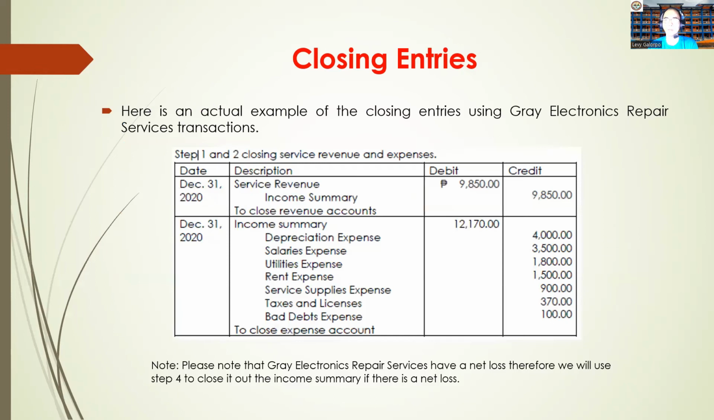Here is an actual example of the closing entries using Gray Electronics repair services transactions. So, pansinin nyo, andyan pa rin si date, and then yung journal entry, service revenue, ito yung sa number 1, tapos income summary, magkano? 9,850 debit credit. And then yung expenses, i-itemize mo lahat sa expenses, isa-isahin mo na lahat yan magiging credit para nga ma-zero out mo si expense kasi nga ang kanyang normal balance or normal side ay debit. So para nga ma-zero out mo siya, kailangan mo siyang i-credit, bangga ang income summary.